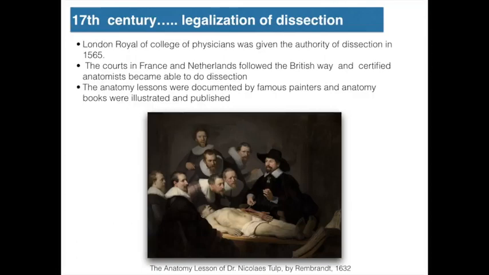And the anatomy lesson at that time was a big ceremony. If you go to Amsterdam, you have to visit Rembrandt's house. And in Rembrandt's house, you will find this nice anatomy painting called the Anatomy Lesson of Dr. Nicolaes Tulp. They invited the students. The students sit in front of the professor. The professor starts to lecture. And they asked one of the great painters at that time to make a drawing or a painting of the lesson as documentation. And this is one of the earliest documentations of anatomy lessons, in 1632.